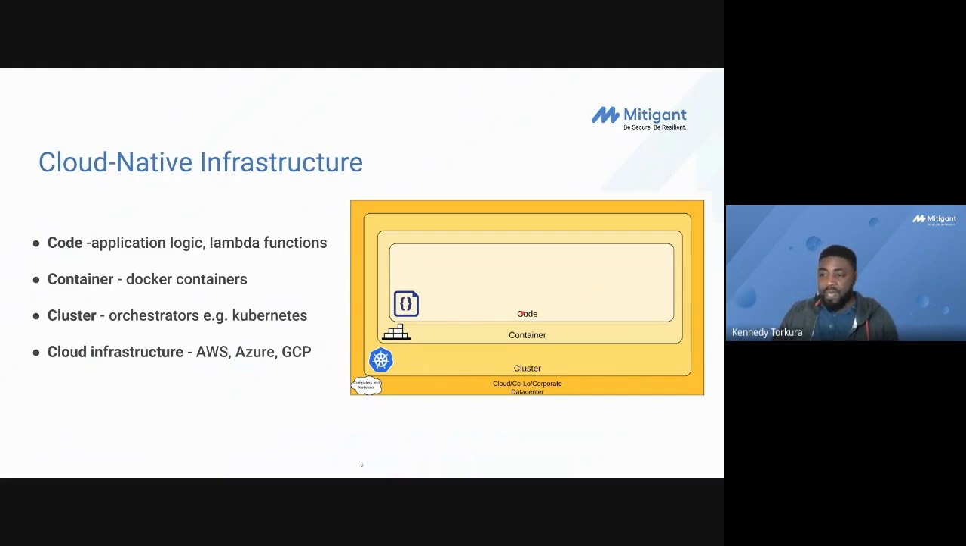So the code actually refers to things like the application code as written by developers, as well as things like Lambda functions or serverless services. Then the next level is container, which basically the most popular kind of technology here are Docker containers. Then we have this other level, which is the cluster. So Kubernetes is also the major one.